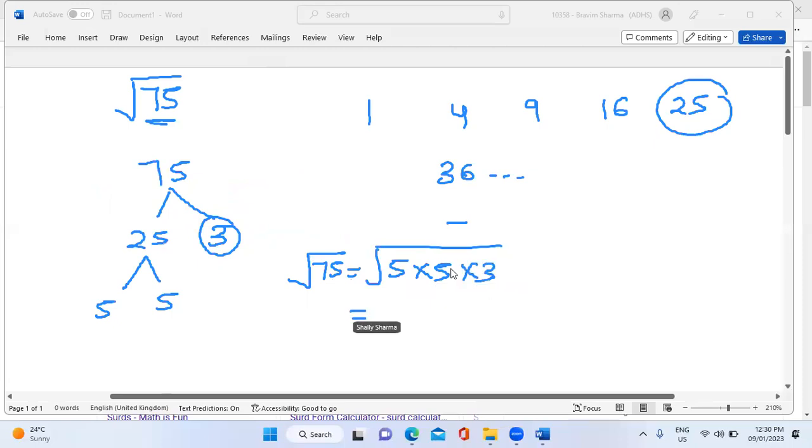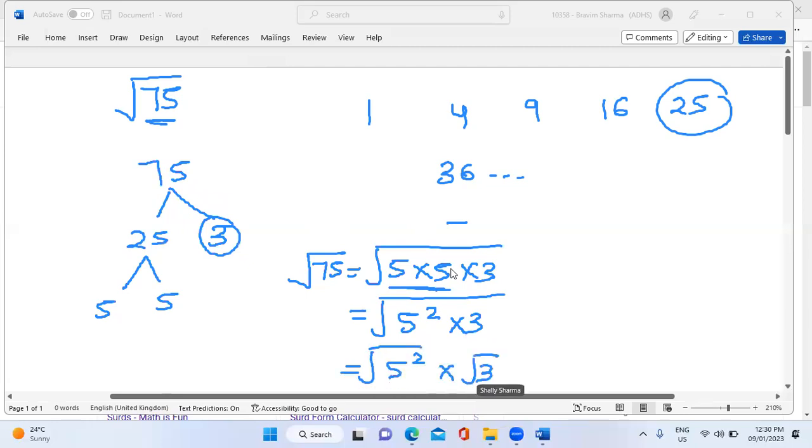Now forming the pairs of 2, it is 5 squared times 3, the whole square root. And then I split it up into the square root of 5 squared and the square root of 3. Square and square root sign get cancelled. So we got 5 root 3. This way we can simplify even the big square root numbers, even the big surds.